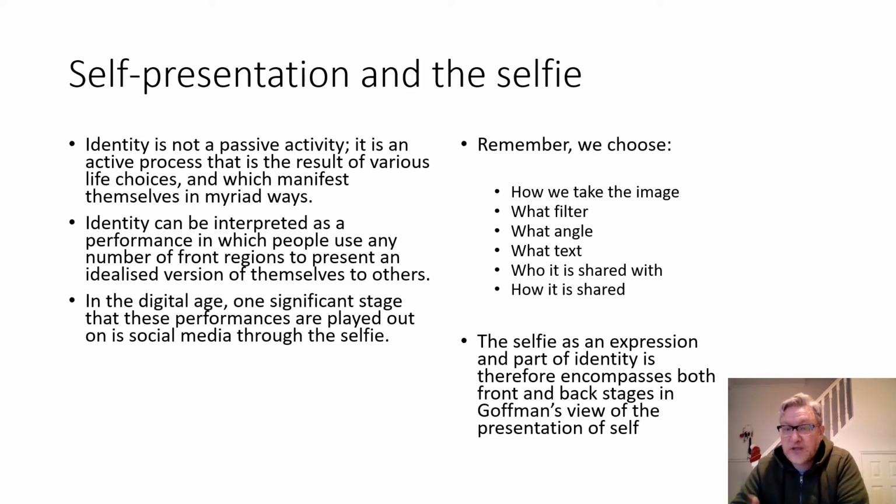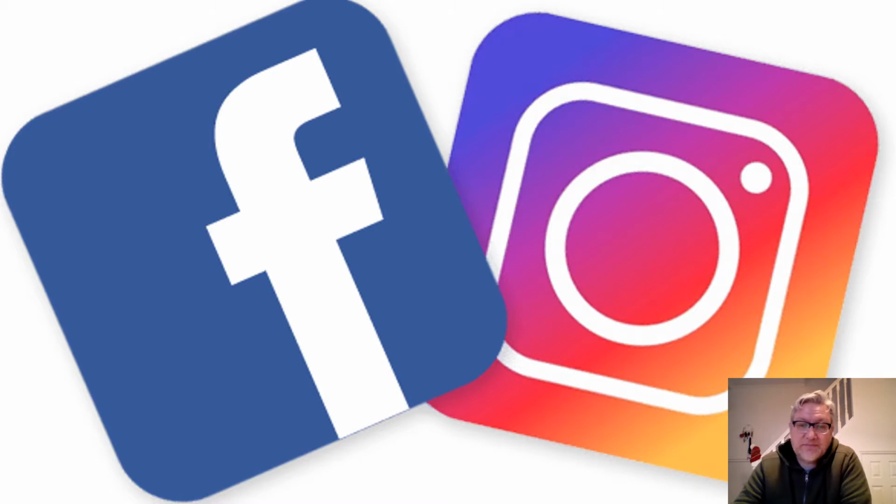Selfie is an expression and part of identity, therefore encompasses both front and back stages in Goffman's view of the presentation of the self. And this is what I'm saying about this collapse of things. The digital object, the selfie, has all of these things encoded in it. And you might want to reflect on how different platforms have different selfies. What you share on Facebook as a selfie, even if you use Facebook, is going to be different to what you share on Instagram. It's going to be different to what you share on Snapchat. So even the platform itself has very different practices. And I'm going to get into this more in the seminar about this lecture, but it's definitely worth thinking about.